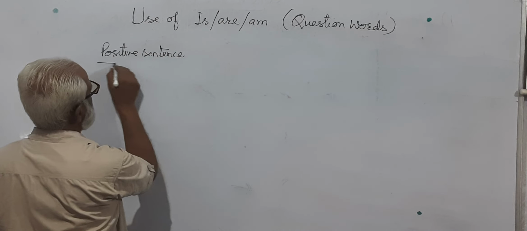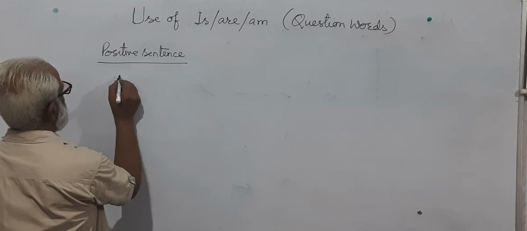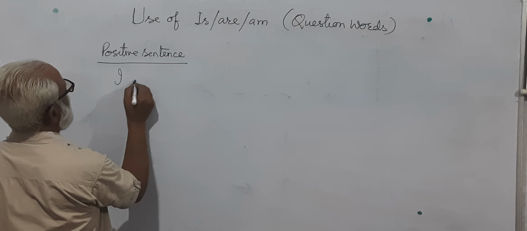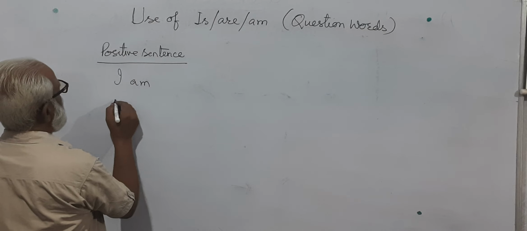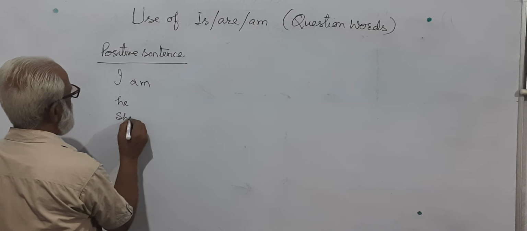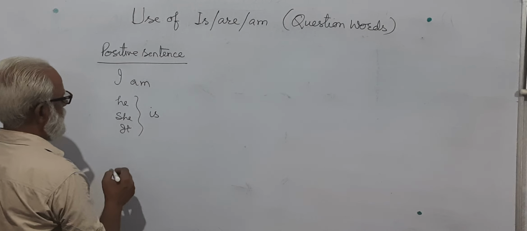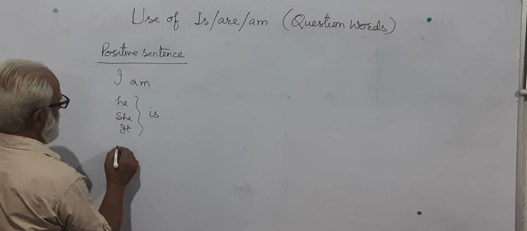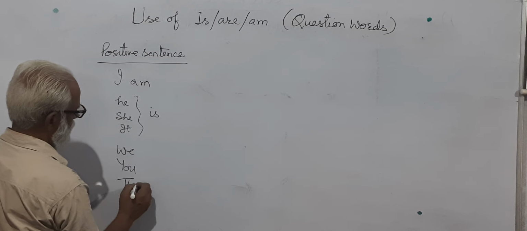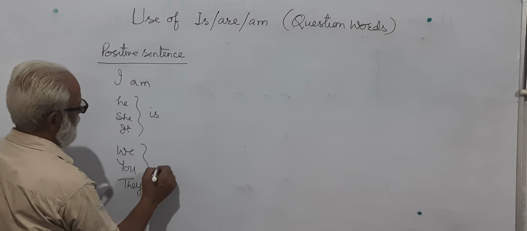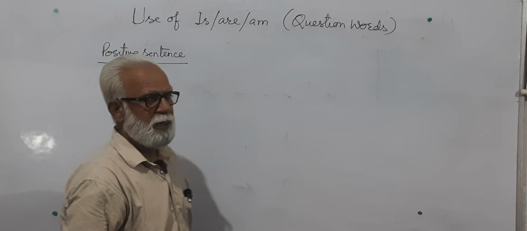This positive sentence is formed with the help of is, am, are. So first of all, first person: I am. Again we discussed he, she, it. We use is with these subjects. And then we, you, they. Remember, we use are with these three subjects individually.